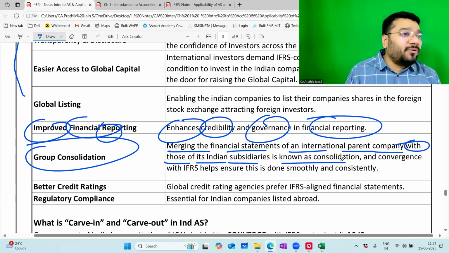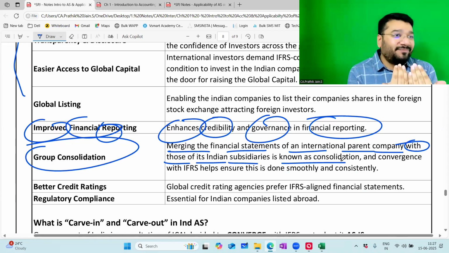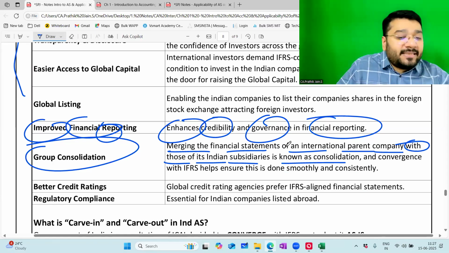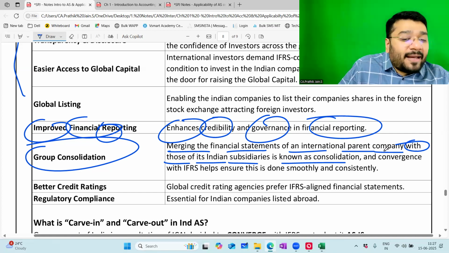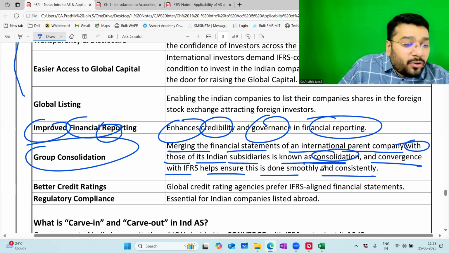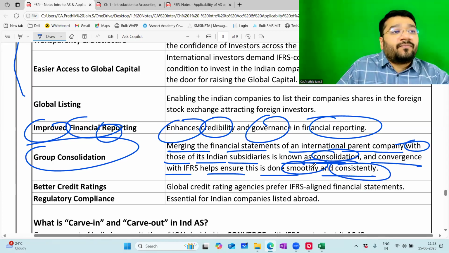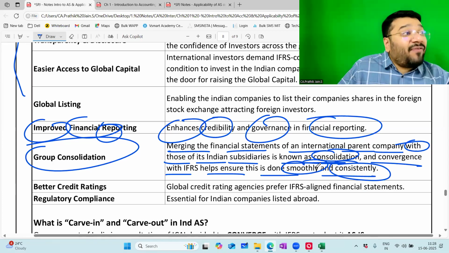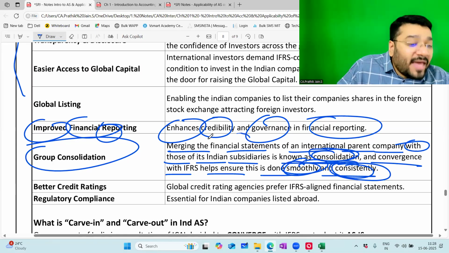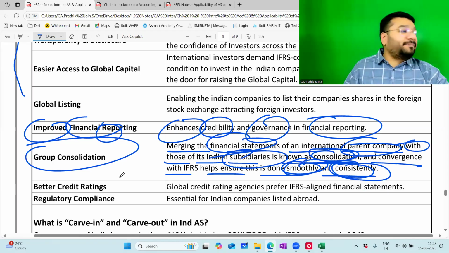At least comparison is possible because the language is to an extent manageable. AS is totally different language. India has made the language simpler and more understandable to the international language. So therefore, merging became very easy. Merging of the FS of the international parent company with the Indian subsidiary is known as consolidation, and convergence of Ind AS with IFRS helps to ensure that this is done smoothly. Consolidation is being done smoothly and consistently. So the IFRS converged Ind AS is facilitating the smooth and consistent consolidation of the FS of the parent company with the subsidiary company.